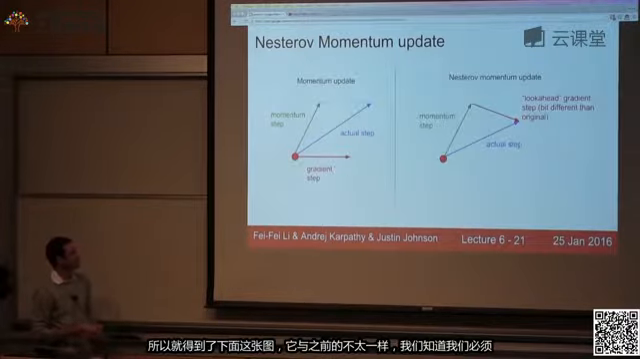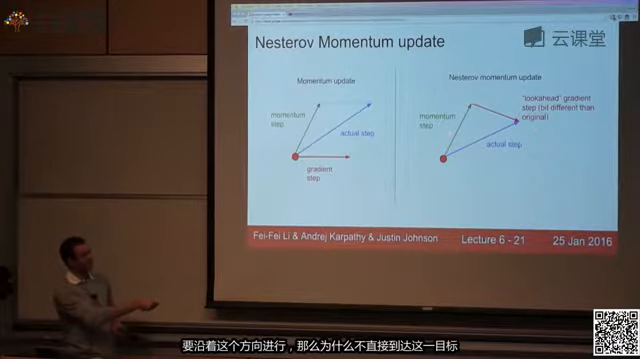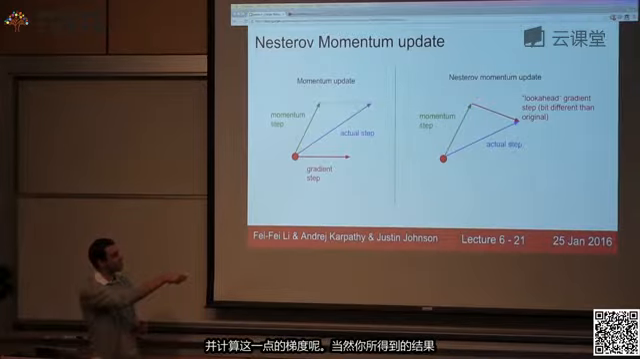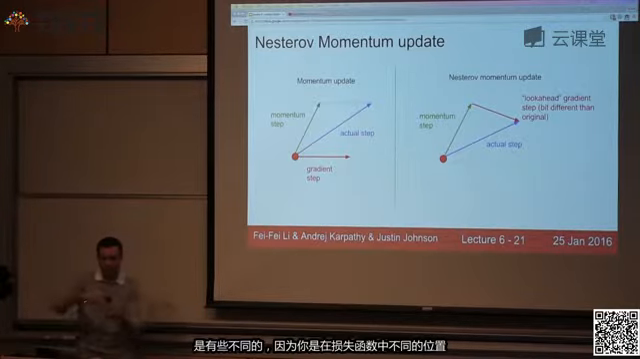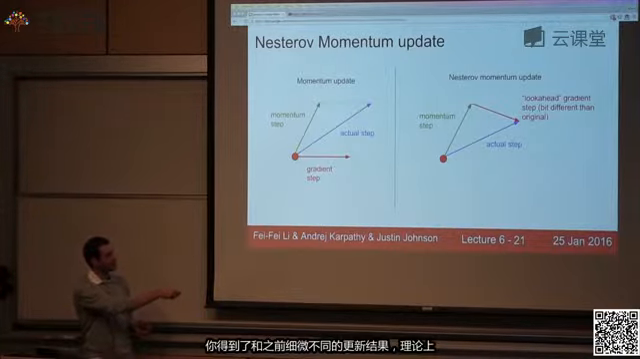So what you end up with is the following difference. Here, we know we're going to go this way anyway, so why not just look ahead a bit to that part of the objective and evaluate the gradient at that point. And at that point, of course, your gradient is going to be slightly different because you're in a different position in the loss function. And this one step look ahead gives you a slightly better direction over there, and you get a slightly different update.